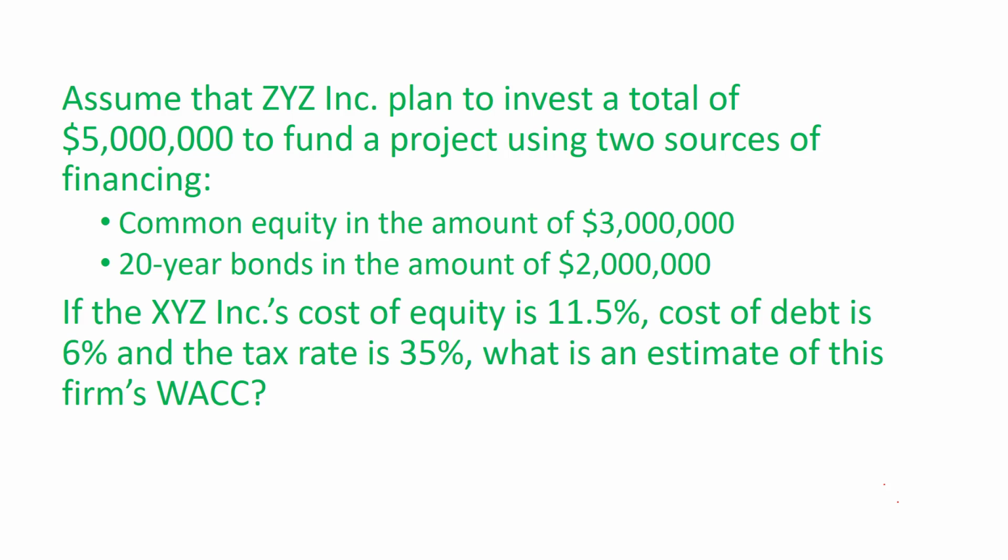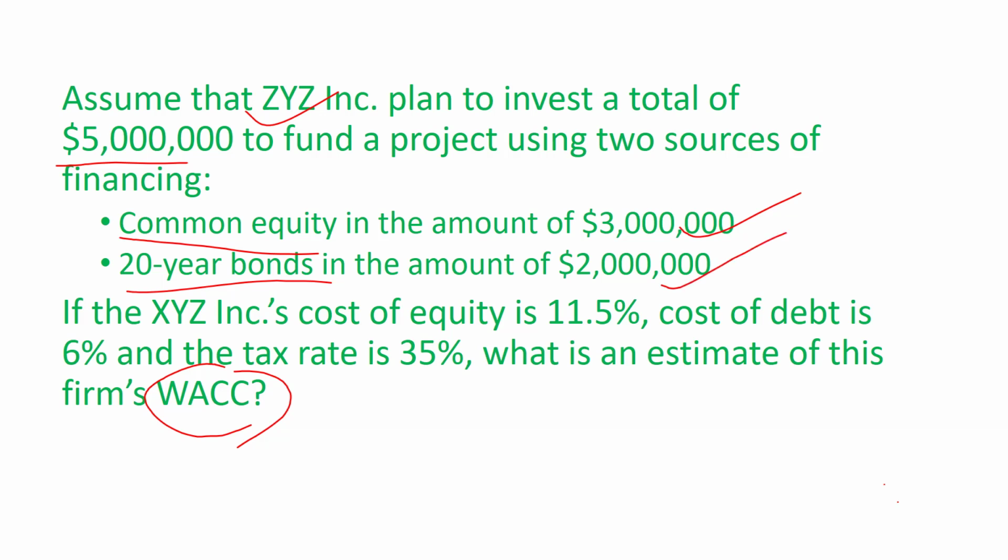Welcome to this example. In this example, we're going to compute the weighted average cost of capital for a company called XYZ. The company wants to fund a project worth 5 million using two sources of capital, common equity and a 20-year bond. The company is using 3 million issuing equity and 2 million issuing bond.